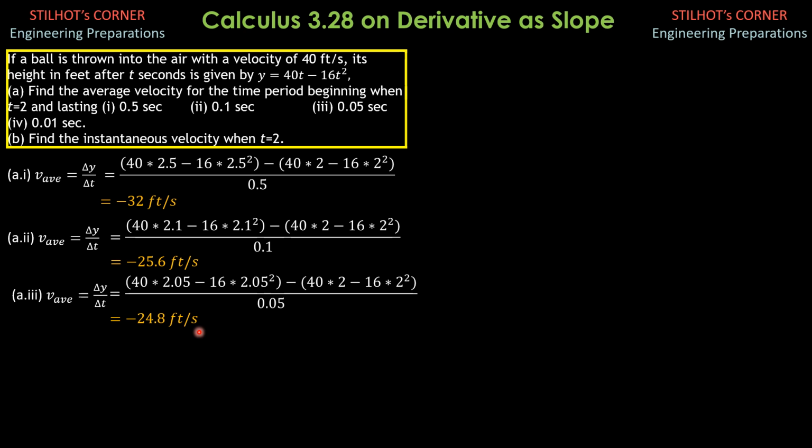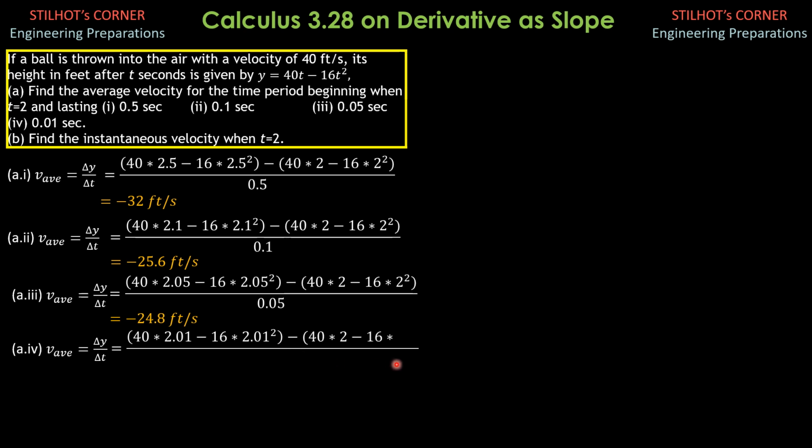Then for part 4, the average velocity, delta y over delta t, is equal to quantity 40 times 2.01 minus 16 times 2.01 squared, minus quantity 40 times 2 minus 16 times 2 squared, all over 0.01. So the average velocity is negative 24.16 feet per second, and this is the closest time to 2 seconds. So therefore, we anticipate that the instantaneous velocity when t is 2 is negative 24 feet per second, but you have to verify that.